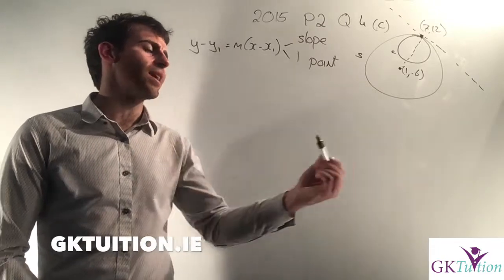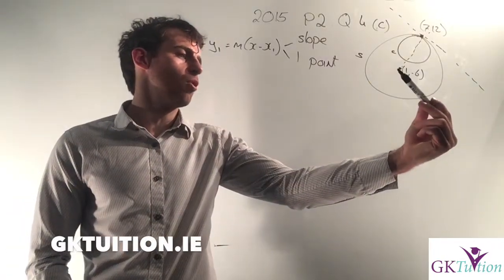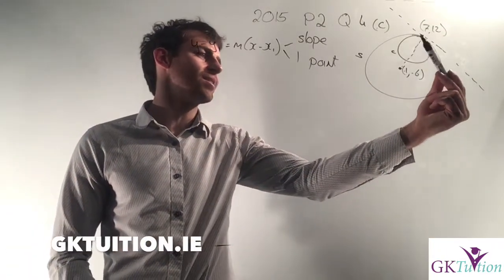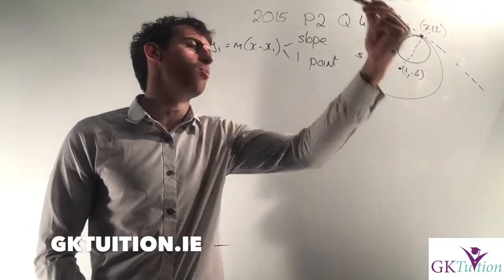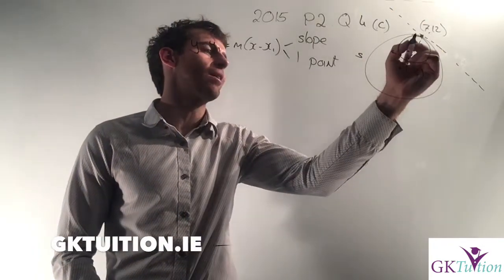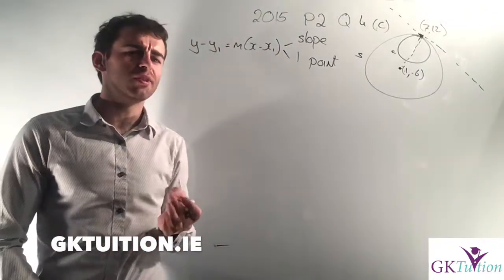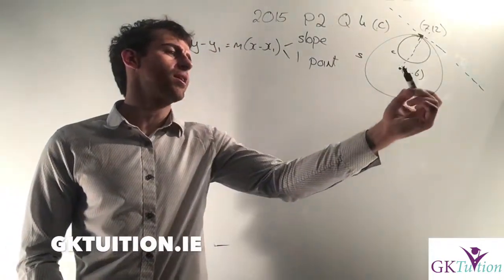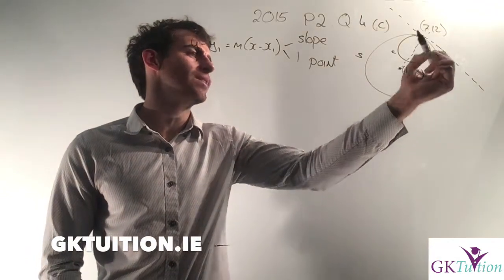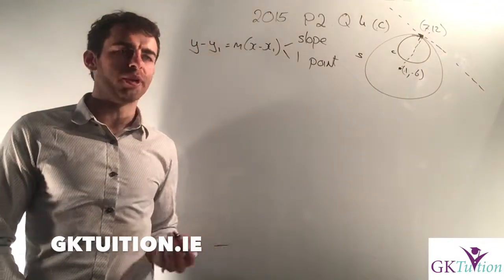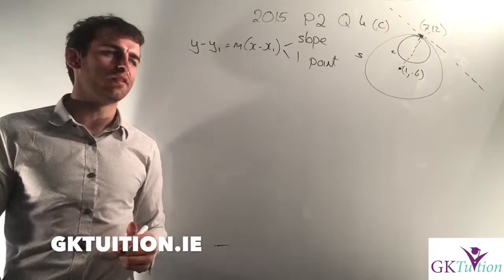The easiest way to get the slope is to find the slope from 1, minus 6 to 7, 12, and I know the slope of my tangent is perpendicular to that. So I know it's perpendicular to the radius. So in this question, the first thing I'm going to do is get the slope from 1, minus 6 to 7, 12, get the perpendicular slope, then I can just sub into this formula.